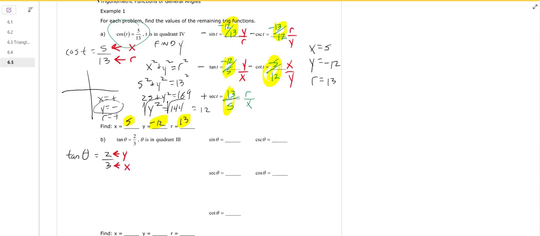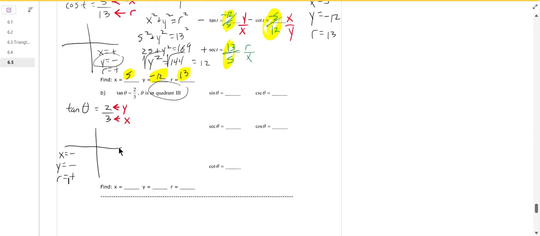So at first glance, it looks like y is 2 and x is 3, but that's not really correct because you're in quadrant 3. If you're in quadrant 3, then it works this way. X is negative, y is negative, and r is positive. So technically, what you would have here is x would be negative 3, y would be negative 2, and that would leave us with figuring out what r is, which would come from the Pythagorean theorem.